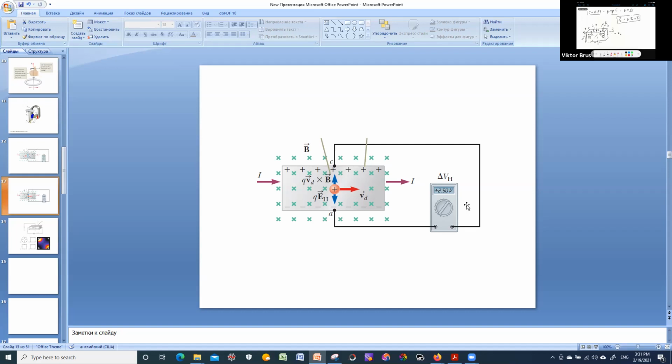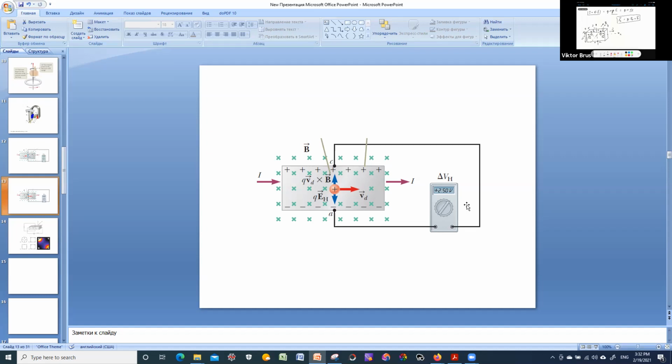And as you may already notice and have this idea, by measuring the Hall voltage, without dealing quantitatively with the numbers, only by monitoring the sign of the Hall voltage, we can already say what the majority charge carriers in this conductor are.